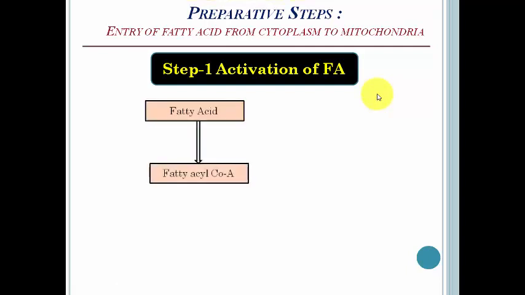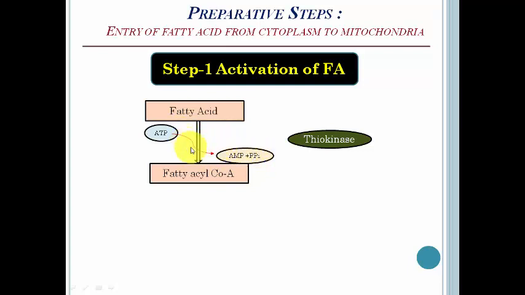Fatty acid will be activated to fatty acyl CoA with the enzyme thiokinase. The name, as it suggests, is a kinase. So whenever you see the suffix kinase in an enzyme, that means it is related to energy. Thiokinase will utilize ATP and form AMP plus pyrophosphate. So two high energy bonds are utilized.